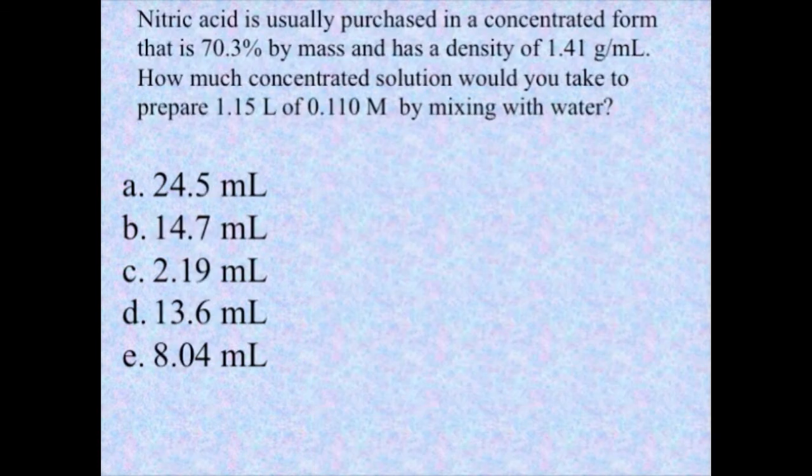Okay, so here's the last one. Nitric acid is usually purchased in a concentrated form, which is 70.3% by mass and has a density of 1.41 grams per milliliter. How much concentrated solution, and by that we're asking for milliliters of this concentrated solution, would you take to prepare 1.15 liters of 0.110 molar by mixing with water? All right, pause it, you try it, then come back.